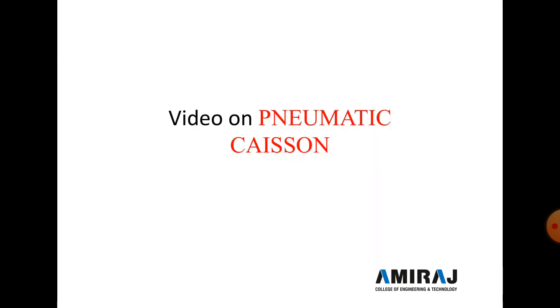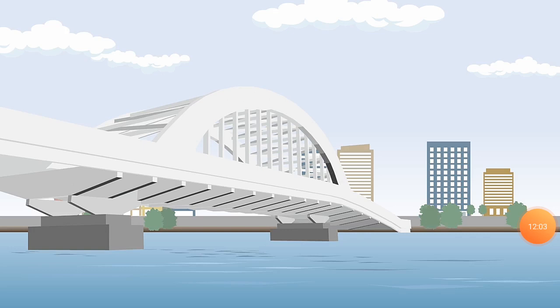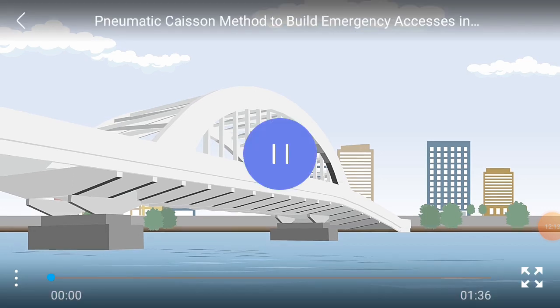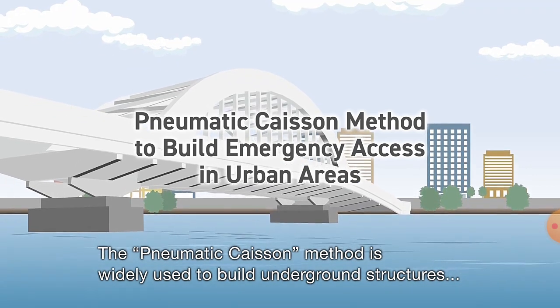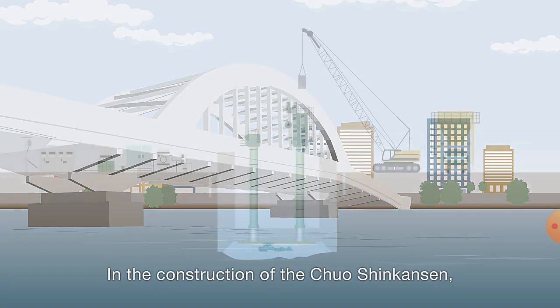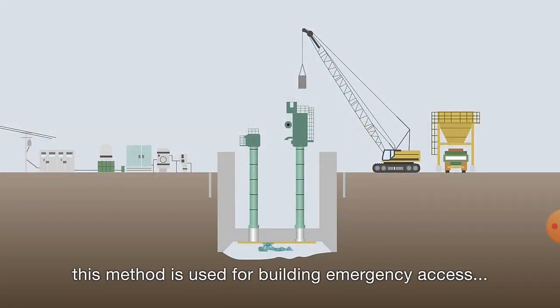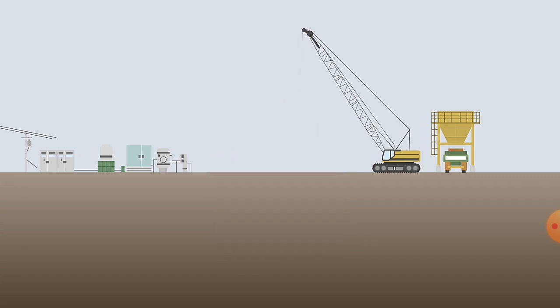So here is one video for you of a pneumatic caisson. Generally, a pneumatic caisson is used in underground structures and in bridge construction, like a railway bridge or a regular road traffic bridge.